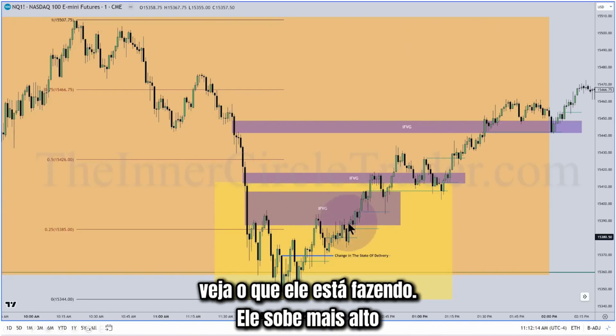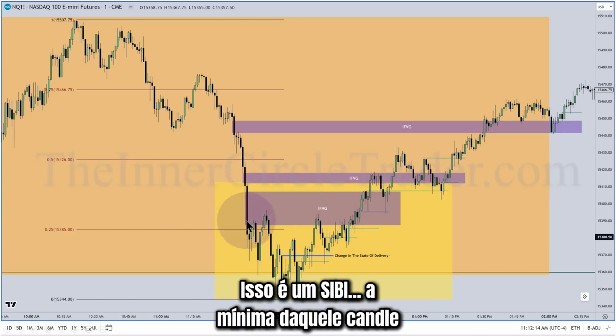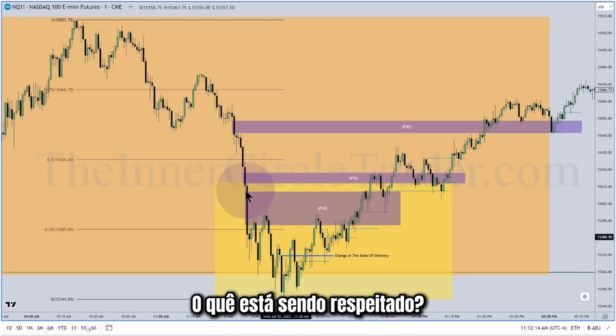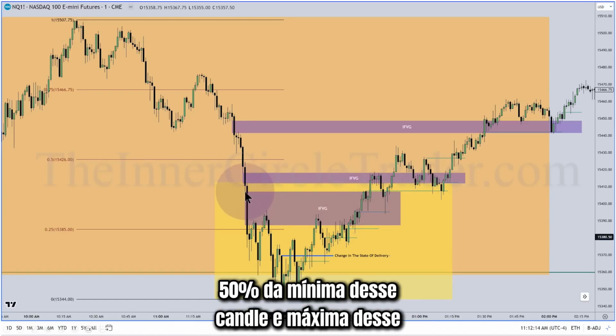Look what it's doing. It runs higher. Look at the bodies respecting what? The inefficiency's high right there. This SIBI, that candle's low. What is it respecting? This candle's low. Now what is it dropping down into? Consequent encroachment, the midpoint of this candle's low and this candle's high. There. Rallies.